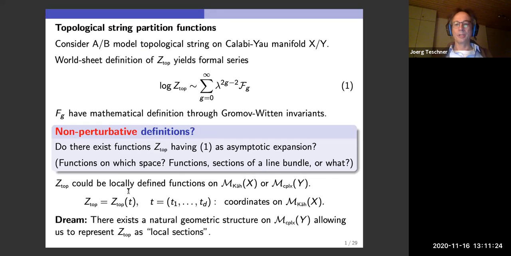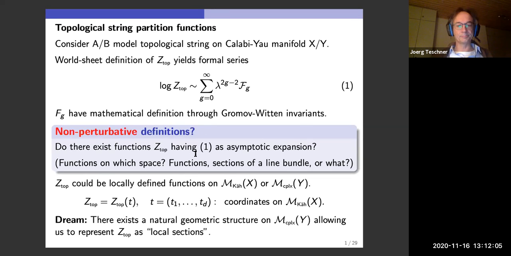I don't want to motivate the study of topological strings in this round, but that's what we want to do. We have, via string theory worldsheet description, or Gromov-Witten theory in math, a definition of the topological string as a formal series in some powers of lambda, the topological string coupling. And the goal is to come up with a non-perturbative definition.